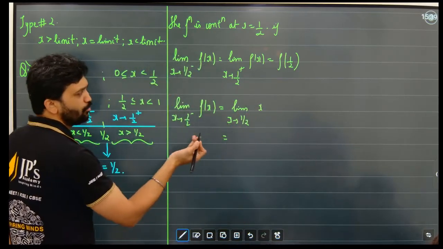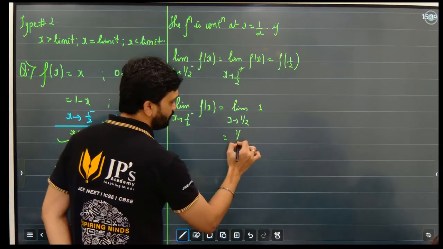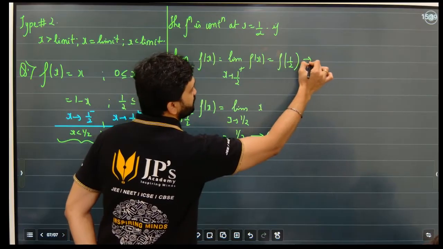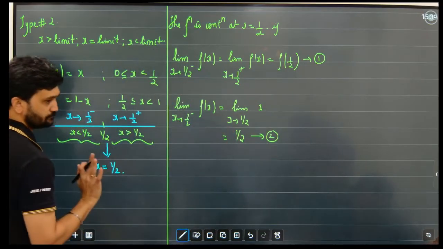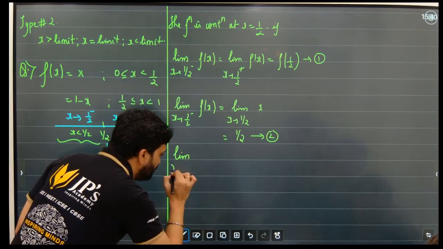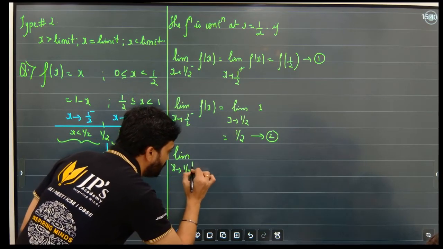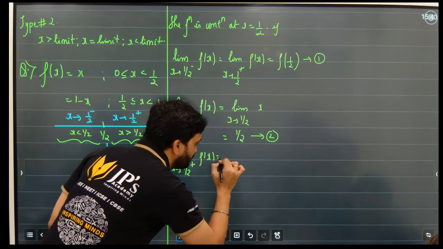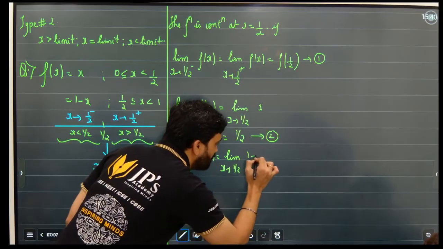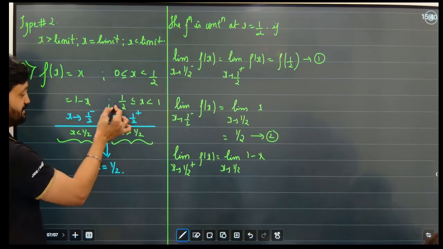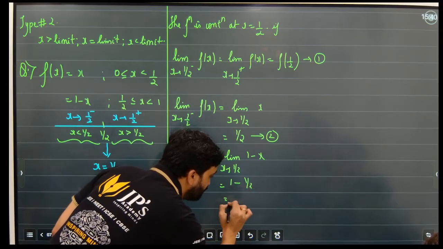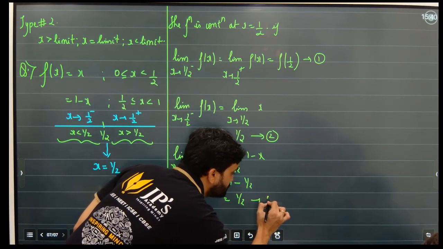Now I can't do anything else. I just have to substitute the value of x as half, and this is my equation 2. Guys, this is my equation 1. Then I will take the right hand side. Limit x tends to half plus f of x is equal to limit x tends to half 1 minus x, because this is the equation where x is greater than half, which is 1 minus half, which is equal to half, and this is equation 3.